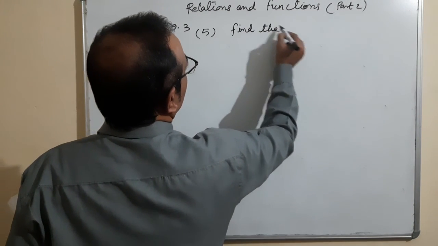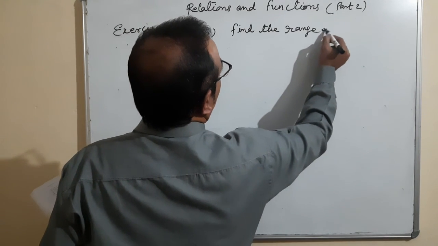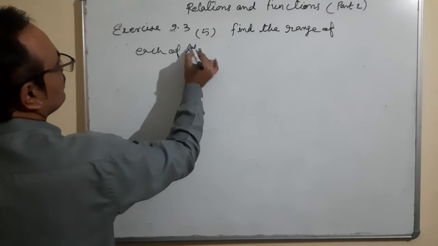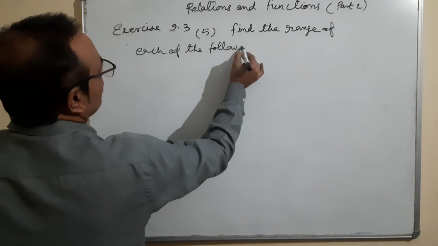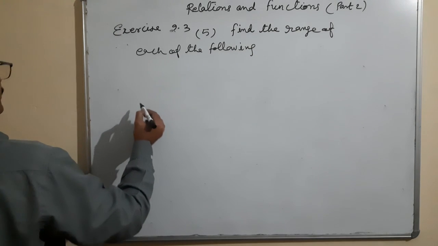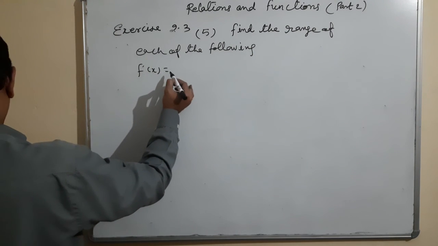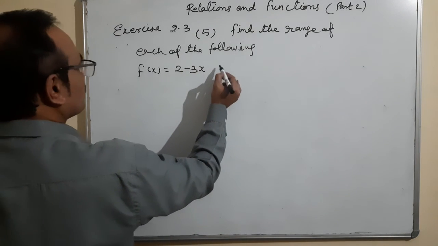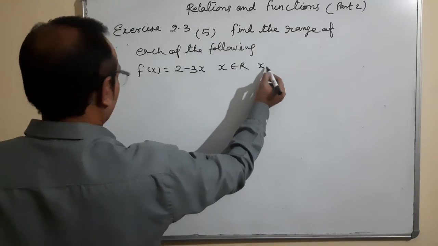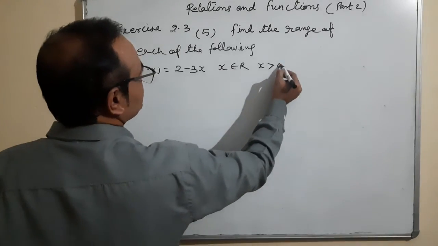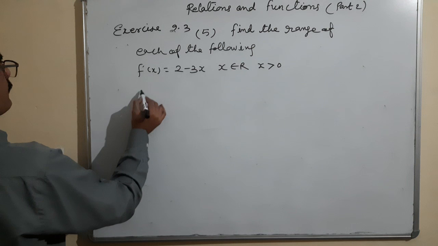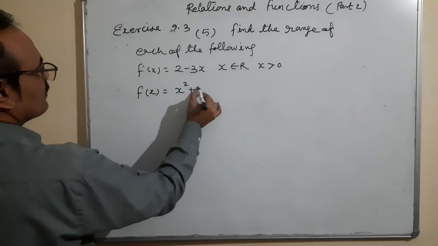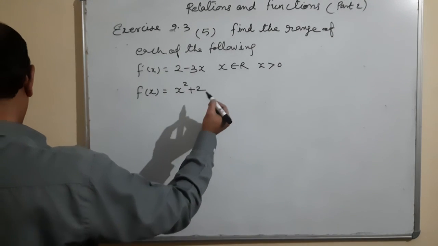Find the range of each of the following functions. Functions are given. F of x is equal to 2 minus 3x. X belongs to R, real number, and x is greater than 0, given. Second, f of x is equal to x square plus 2. X is a real number.